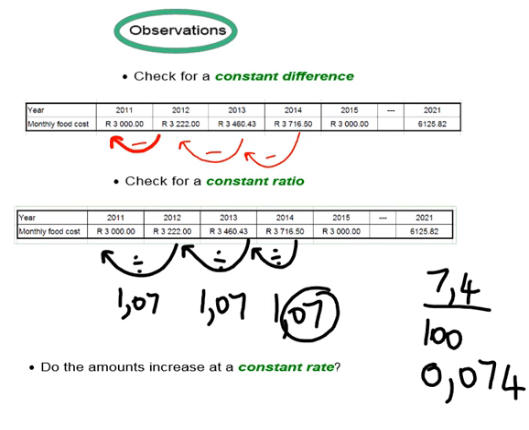Do the amounts increase at a constant rate? No. Okay, remember a constant rate gave you a straight line graph. What does the graph look like? Well, we've discussed that already.